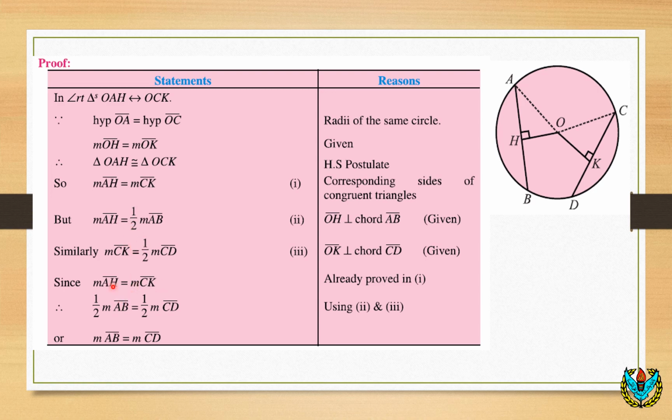So AH is half of AB, CK is half of CD. If two halves are equal, then definitely if it is doubled, multiplying by 2 on both sides, AB is equal to CD, using 2 and 3 as we have discussed previously, that AH is half of AB, CK is half of CD. If two halves are equal, then the whole chords are also equal.